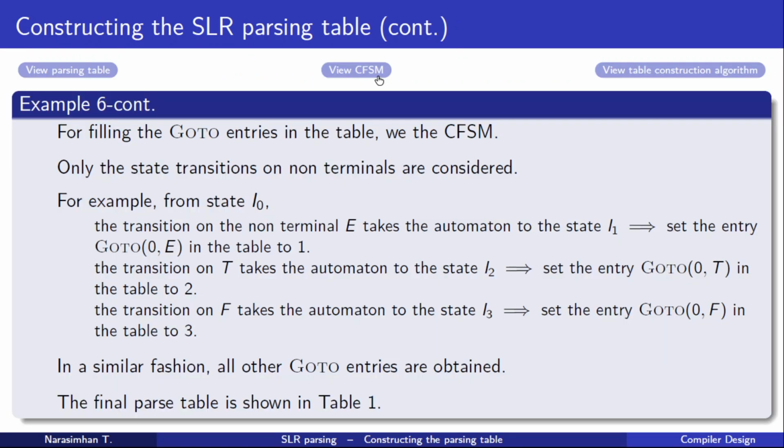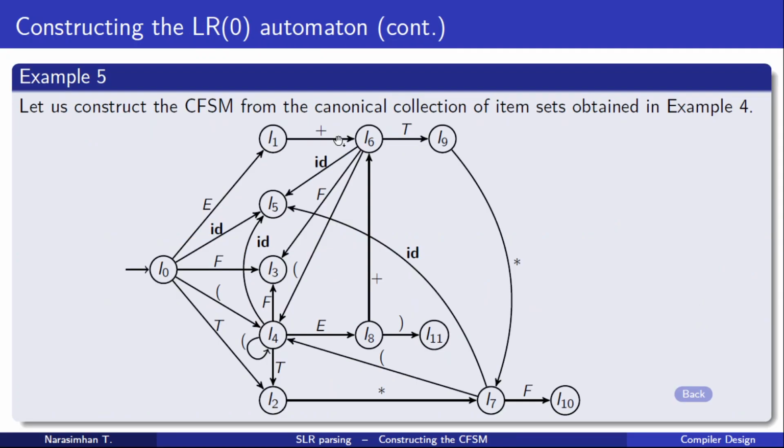Now what about I1? From I1 there are no transitions for non-terminals, so there will be no go to entries for I1. What about I2? In I2 also there are no transitions for non-terminals, so no go to entries. Now I3 doesn't even have any transition, so there are no go to entries.